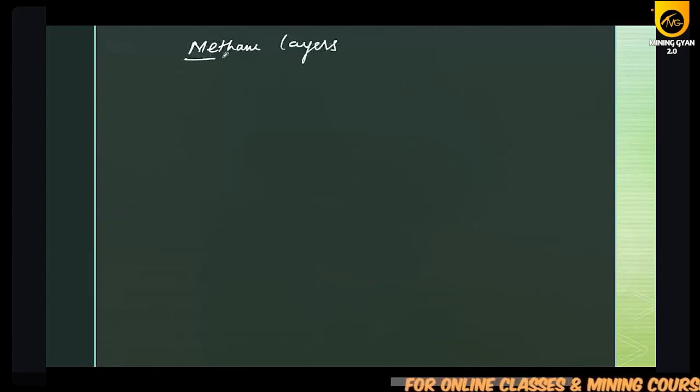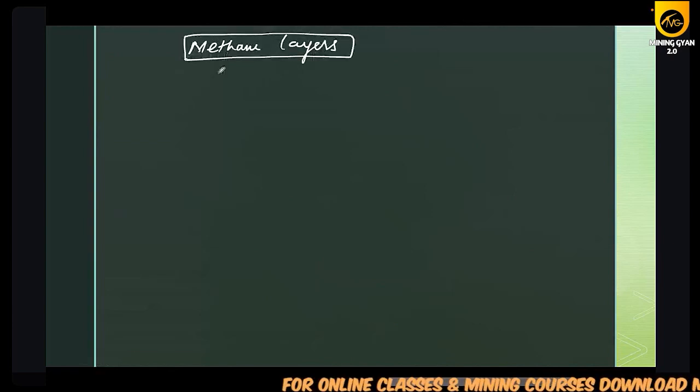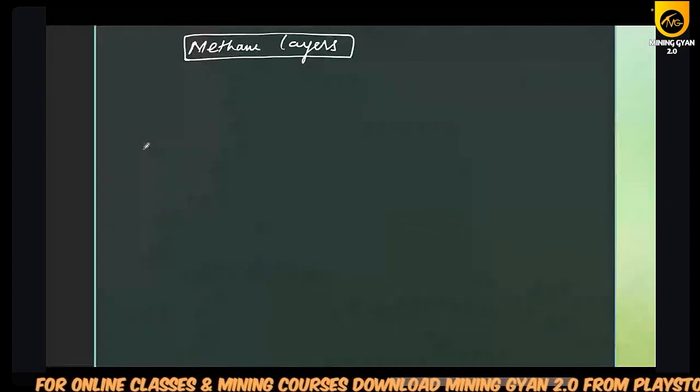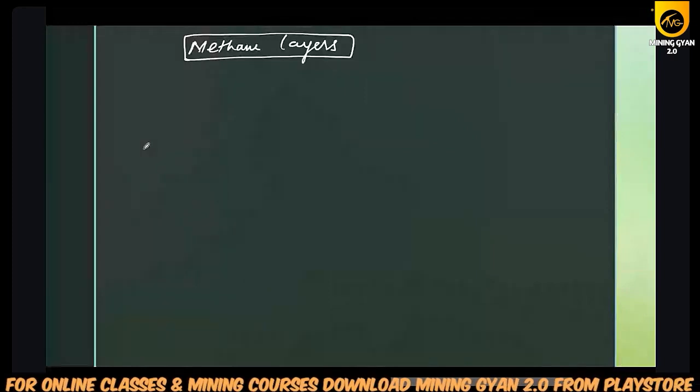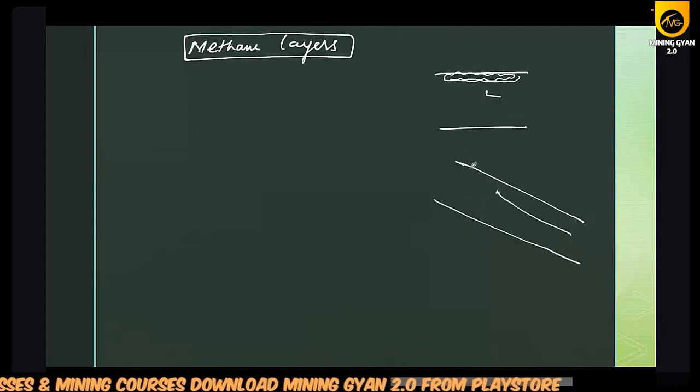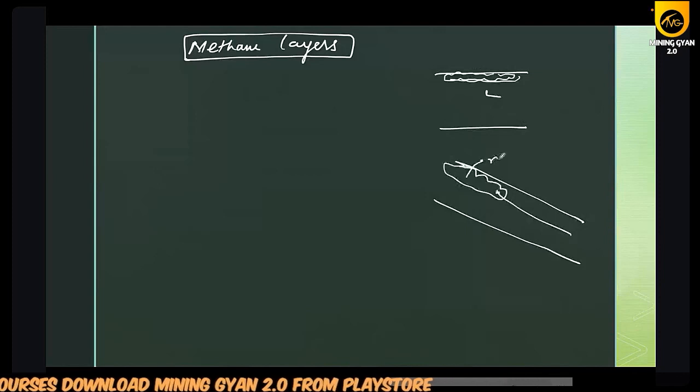Okay, so now we will see methane layers. So, methane layer. I think you know about the methane layer because you will read it in the theory section also. When methane is released, I told you methane is a lighter gas, so it will try to be near your roof. And if this is your incline, it will stay near the roof here on the raised side.